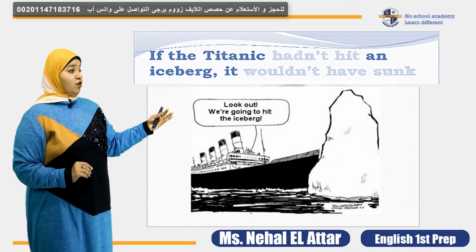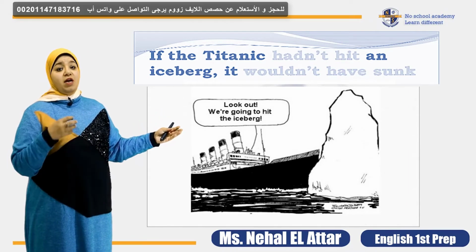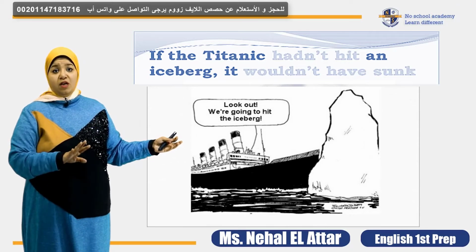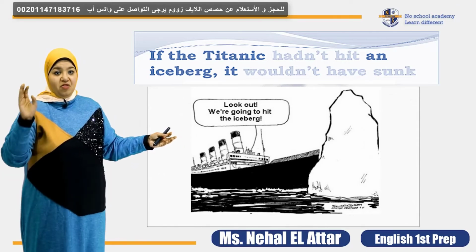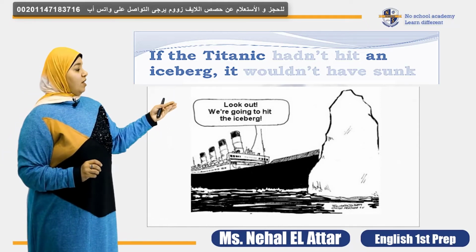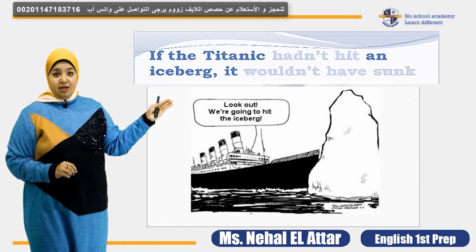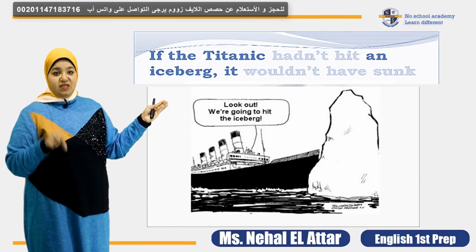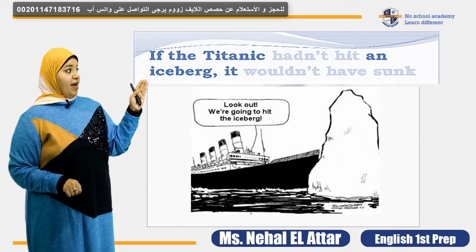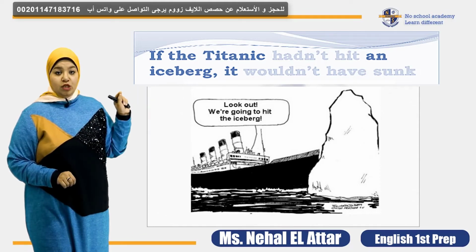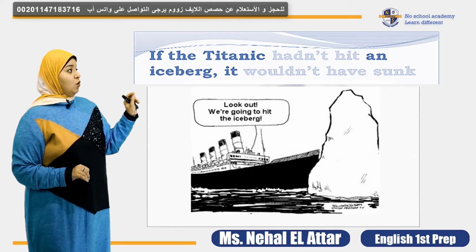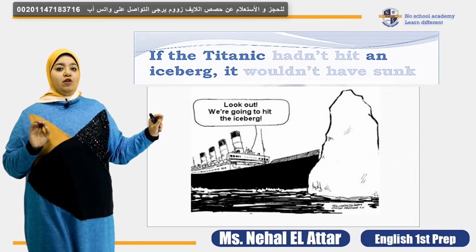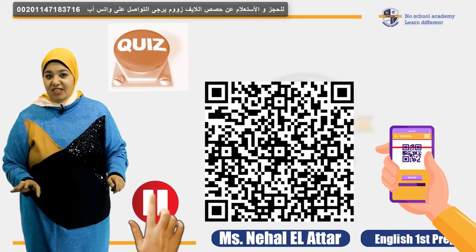So here, using if conditional type 3, because it's an imaginary situation, we are talking about something impossible to happen, because what's done is done, something in the past already. So here we can say, if the Titanic hadn't hit an iceberg, it wouldn't have sunk. Because sunk is the past participle of sink. Sink, sank, sunk.